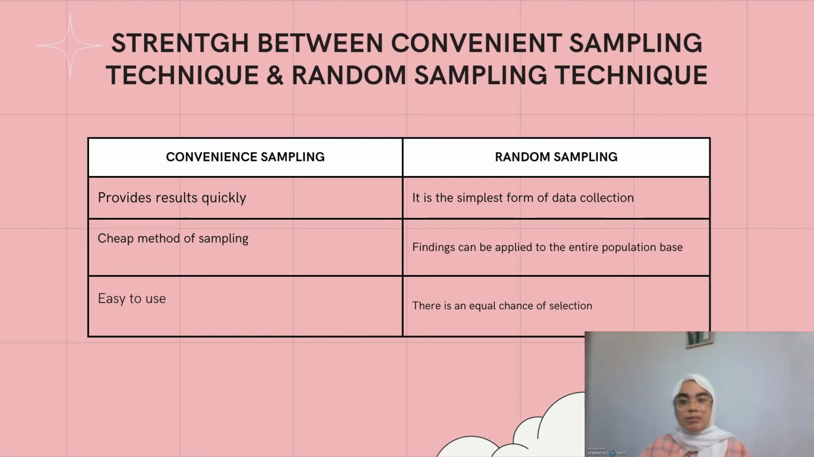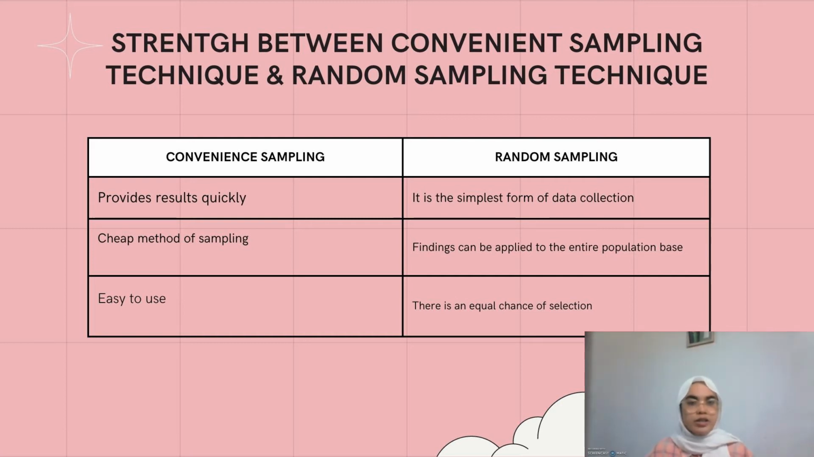Second, it is a cheap method of sampling. Money is another factor. A researcher includes the people who are in close proximity to the researchers, hence it is a cost-effective market research tool. And the last one is that it is easy to use. The respondents in the convenience sampling technique are readily available to the researcher. The members of the sample can be friends, family, employees, regular customers, and random people on crowded streets. That's all for convenience sampling, and then we will continue with the random sampling technique.